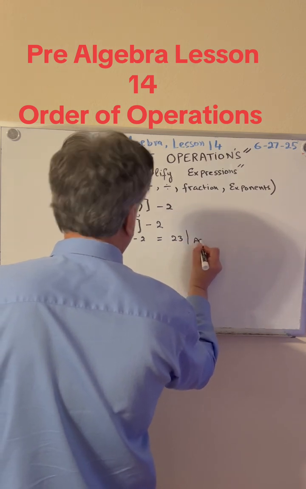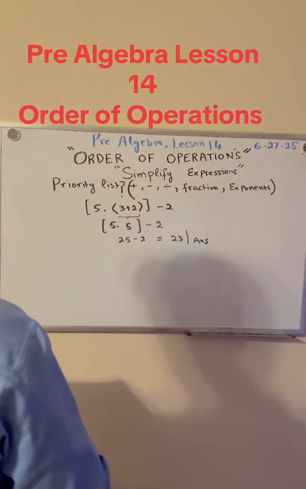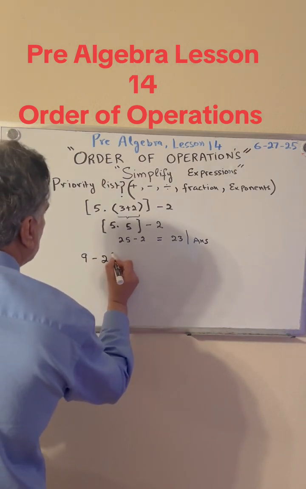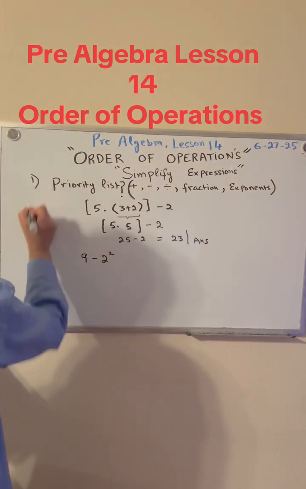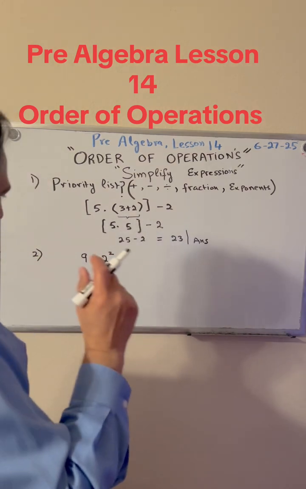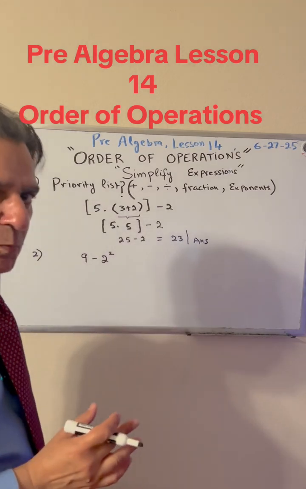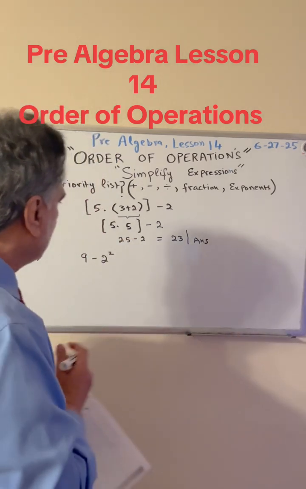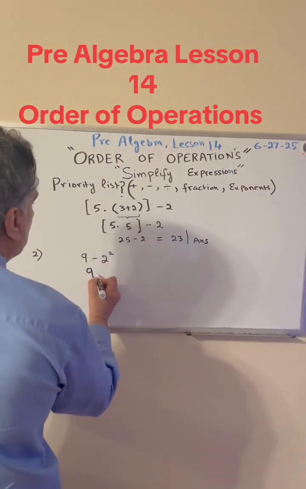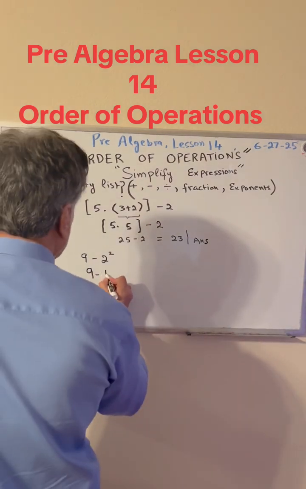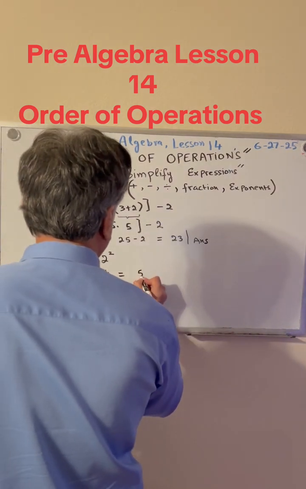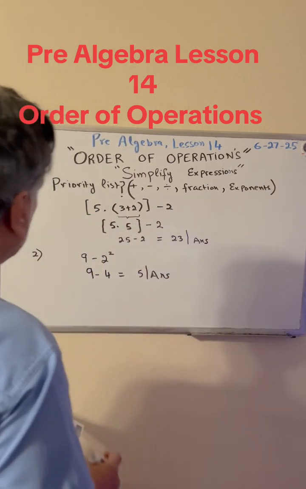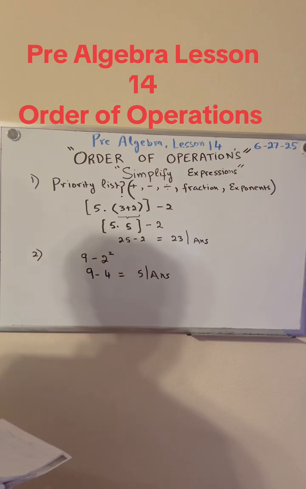All right, let's do another example. This was example 1, and this is example 2. Let's say you have 9 minus 2 squared. When you have an exponent in an algebraic expression, you tackle the exponent first. So 9 minus 2 squared is 9 minus 4, and the answer is 5. How's that? Pretty straightforward, pretty neat, pretty smooth. Let's do some more problems.